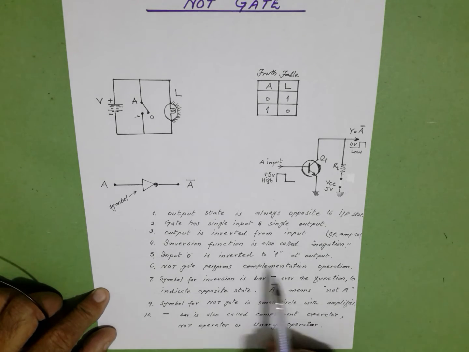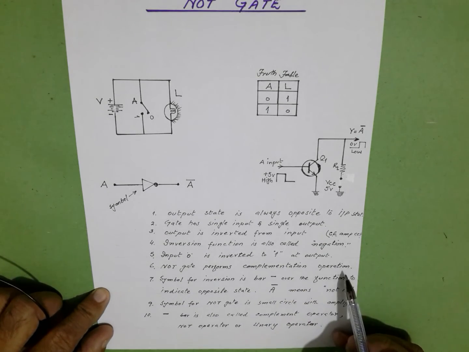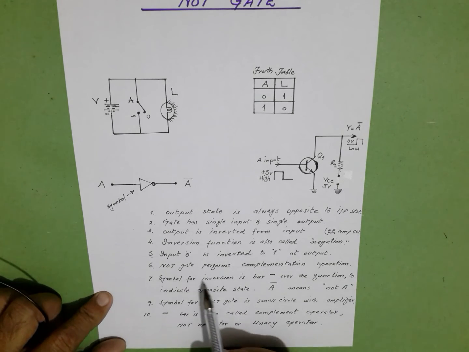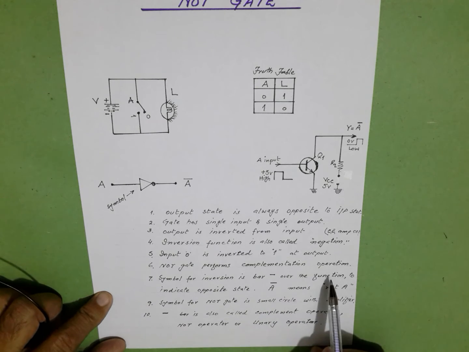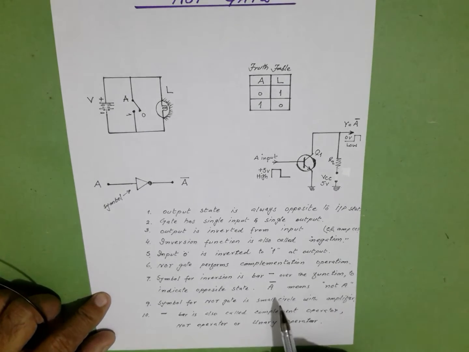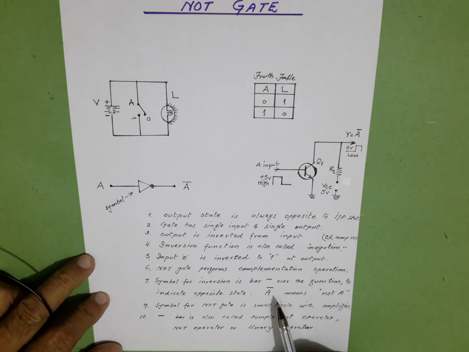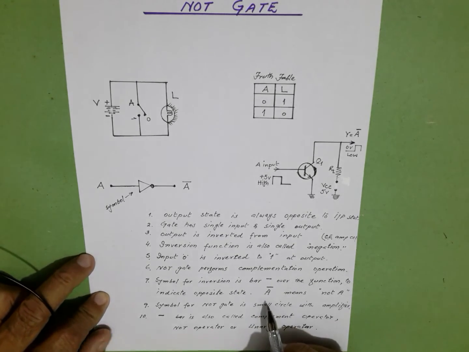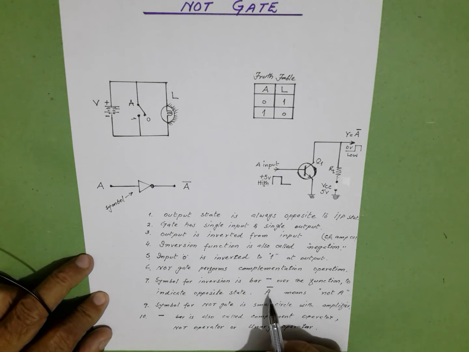The NOT gate performs a complementation operation. The symbol for inversion is a bar over the function to indicate the opposite state. A bar means not A. This is most important, to be kept in mind, that we are not going to say A bar. We will read this as not A. A is the input, not A is the output. The bar represents the negation and is a NOT operation.